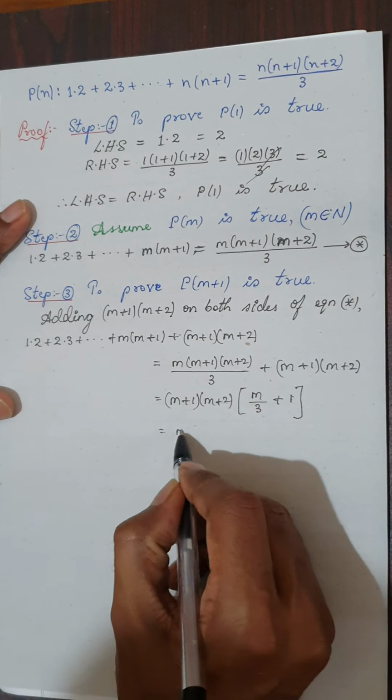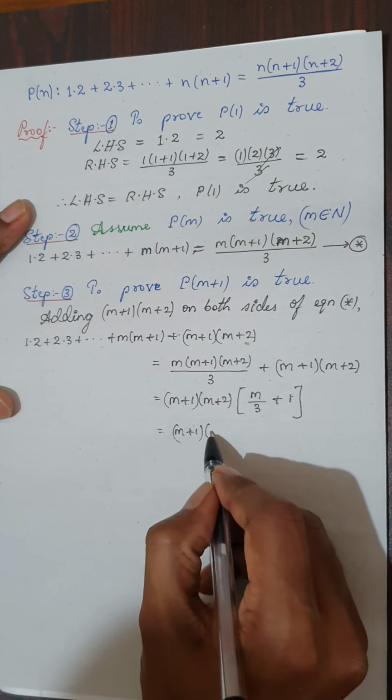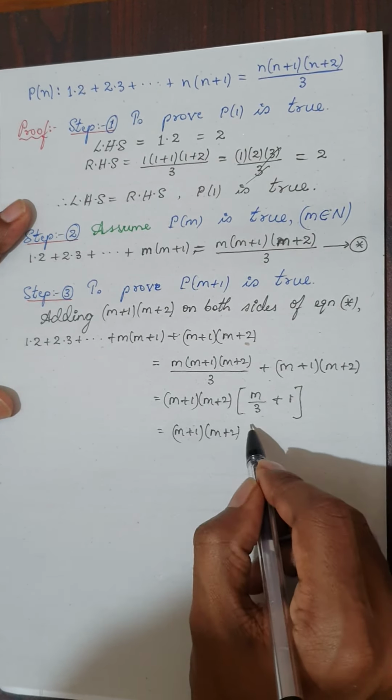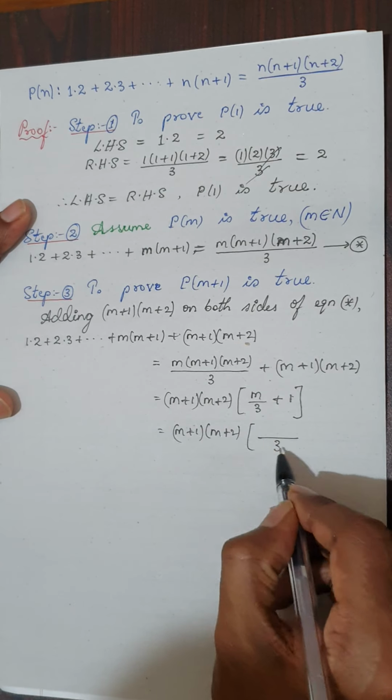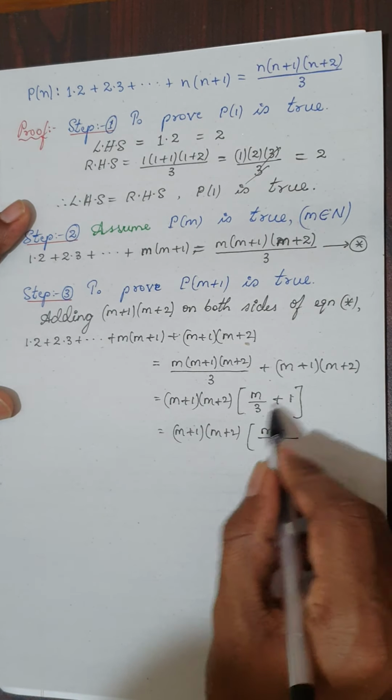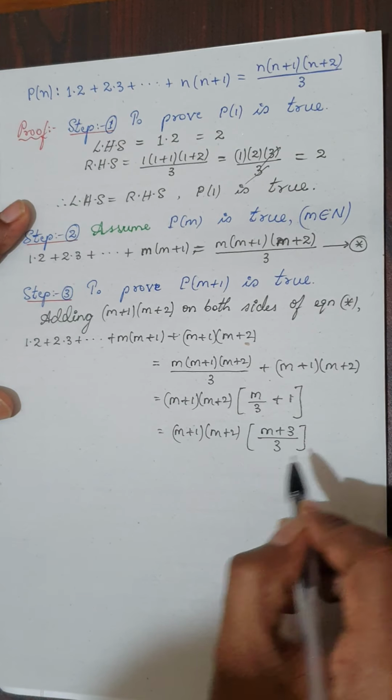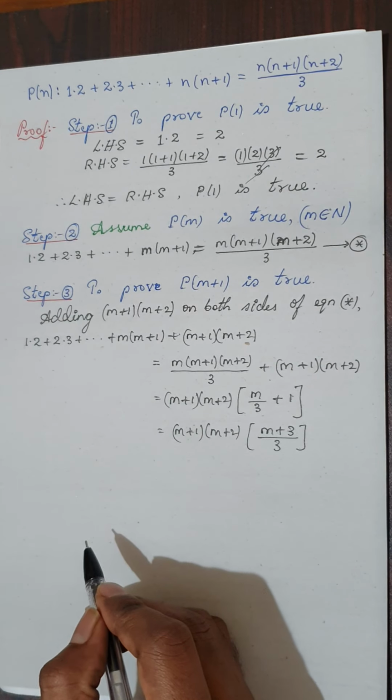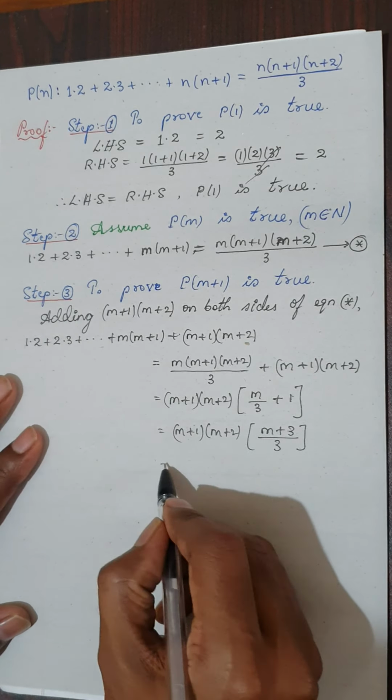So this would be nothing but m plus 1 into m plus 2. If you take the LCM, 3 would be the denominator. So m plus, cross multiply, you'll get 1 into 3 is 3. Okay, we have almost come to the conclusion of this question.